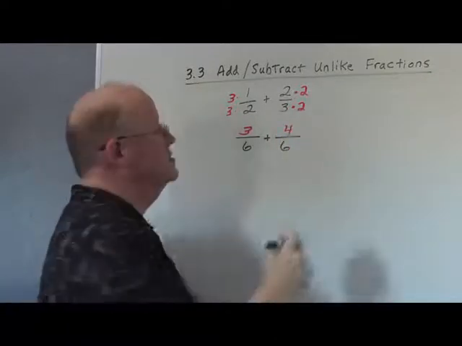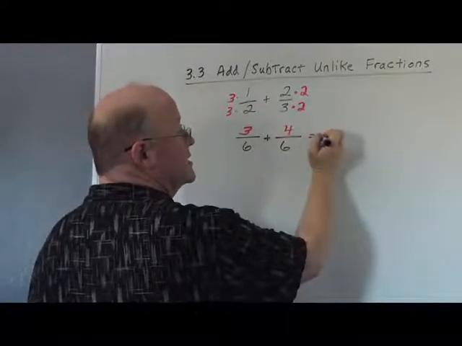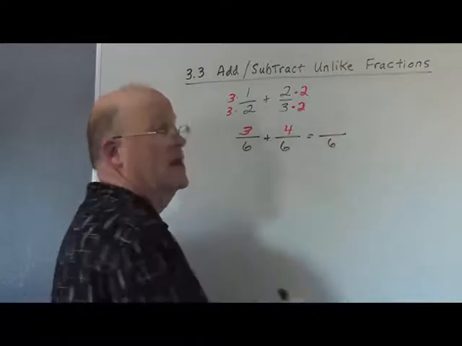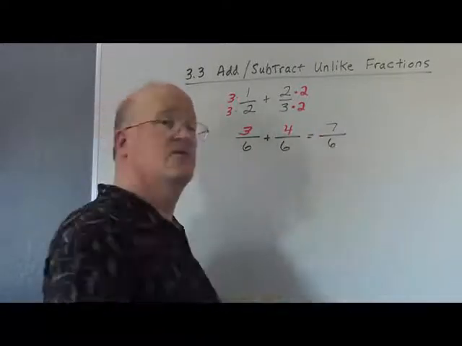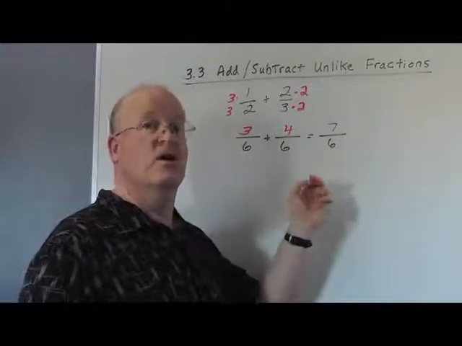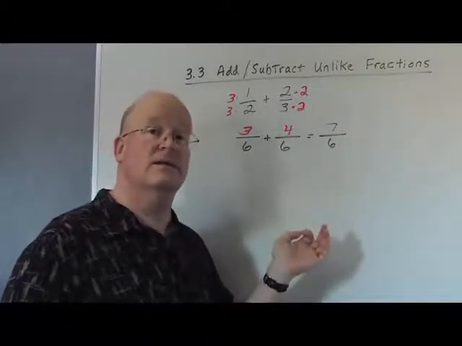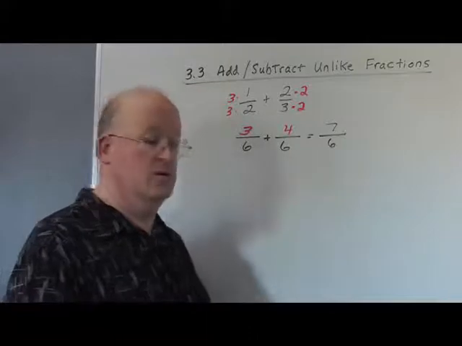Now that we have a common denominator, we can add across, keeping that denominator of 6. And 3 plus 4 is equal to 7. And 7 over 6 is our solution. We're not going to convert that to a mixed number unless we're told to do so.